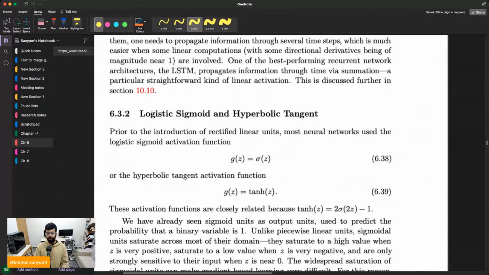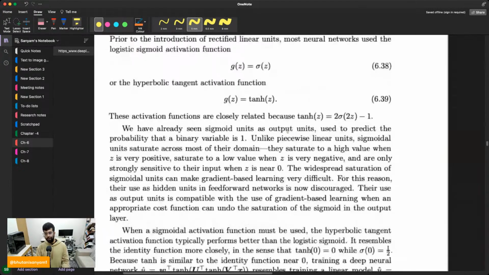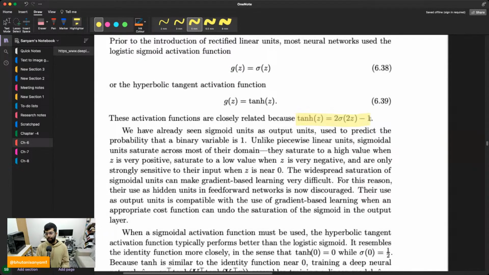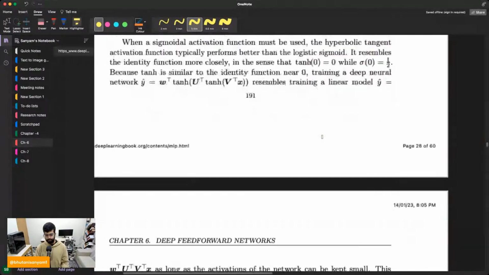They also introduce logistic sigmoid and hyperbolic tangent, so tanh. And how is that denoted in the mathematical notation? I didn't highlight this earlier because it's a very straightforward read, and I'm just highlighting or summarizing different things.